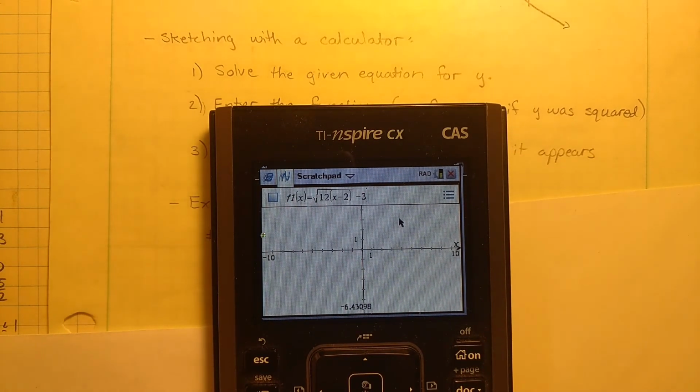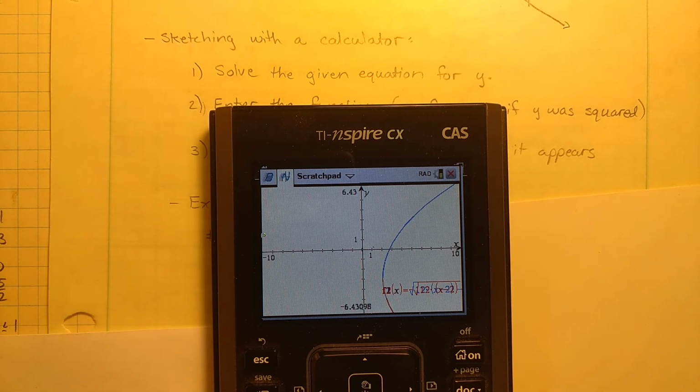And when I hit enter, notice I get the top half of the parabola. To get the bottom half, I now have to enter the negative. So I enter negative square root of 12 times (x minus 2). Make sure I go outside the radical to put my minus 3 and hit enter. And now I have the bottom half, so I have the entire parabola opening to the right. That's what you have to do if you don't have an Inspire.